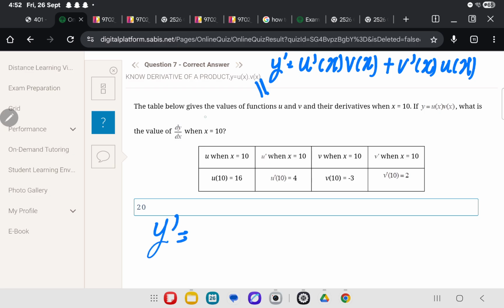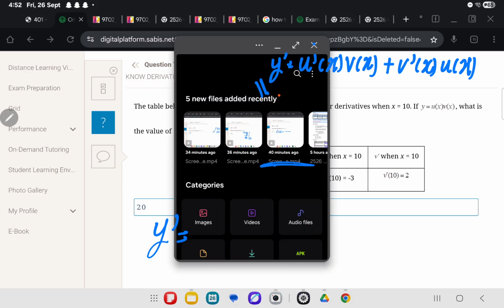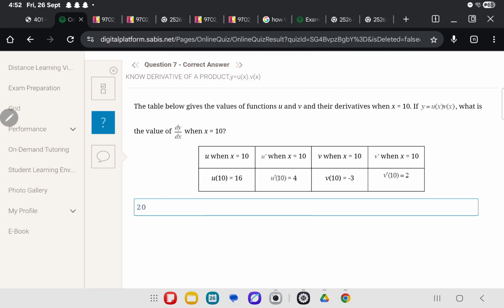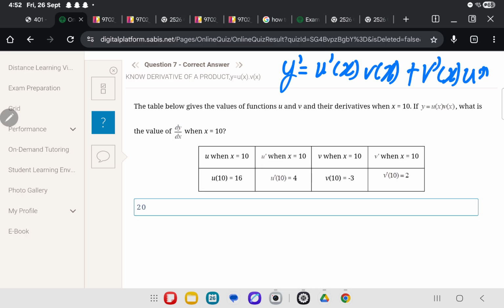So u prime of 10, where is it? U prime when x equals 10. How do I close this? So y prime is equal to u prime of x v of x plus v prime of x u of x. Let me erase this part.